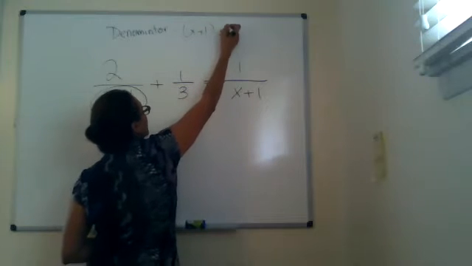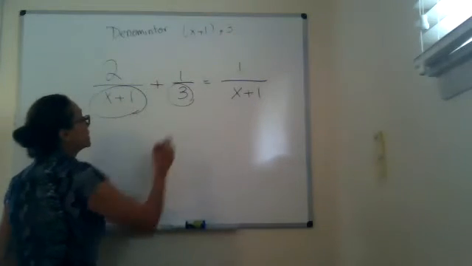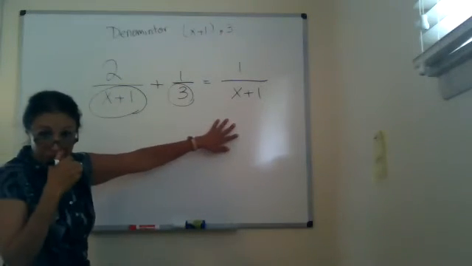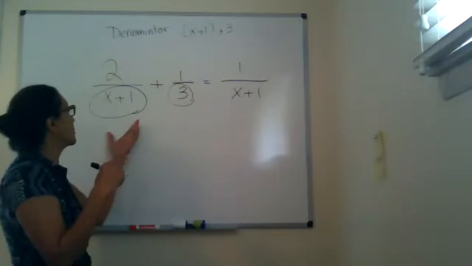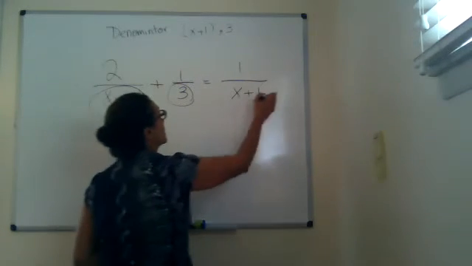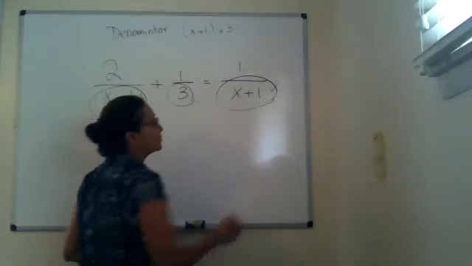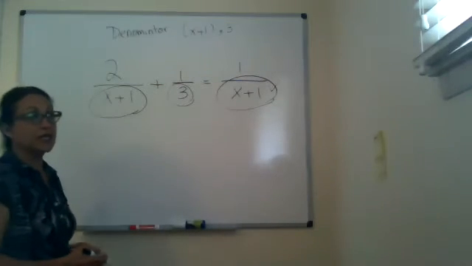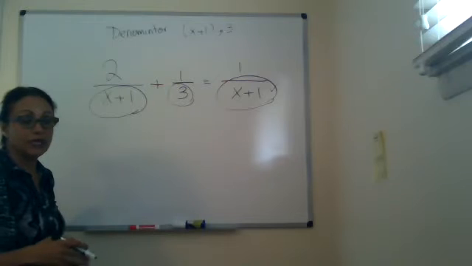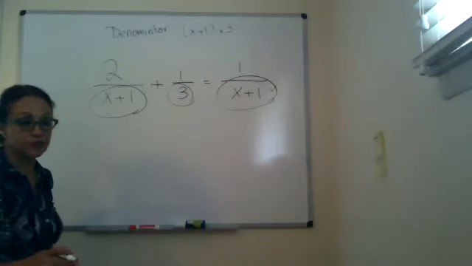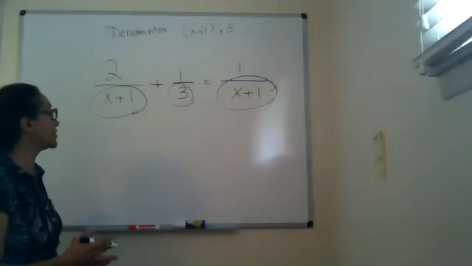And the other thing I have in the denominator is the number 3. Then I look at the other side of the equation, and all I have there is x plus 1. I already counted x plus 1 once, so this has already been accounted for. Do not count it twice. If you count it twice, you're just going to make it harder for yourself. Okay, so don't do it. If you count it once, don't count it again.